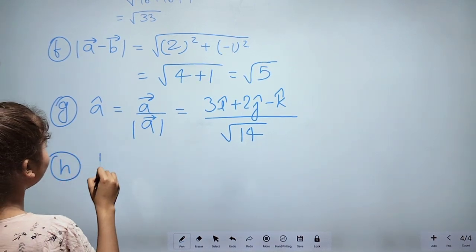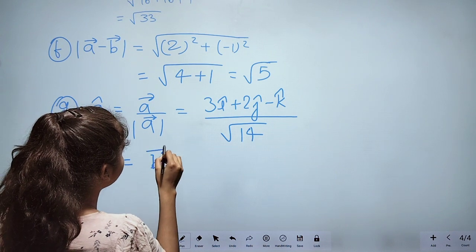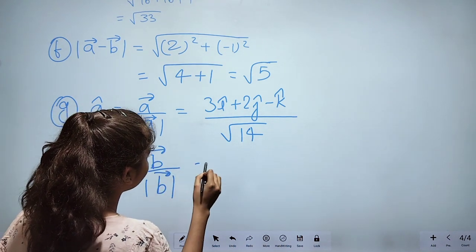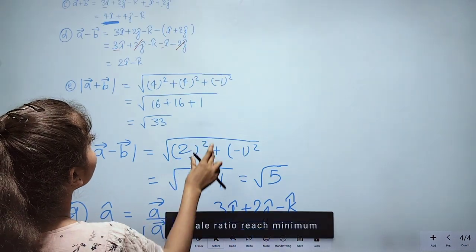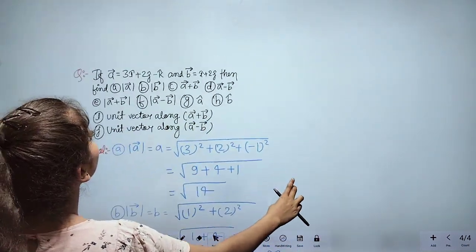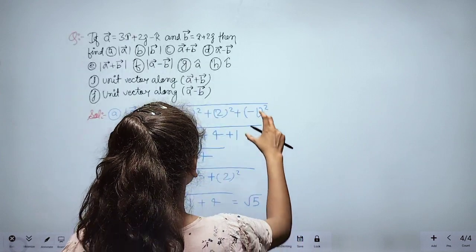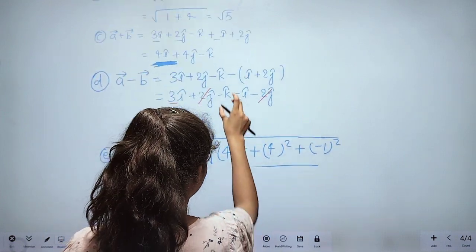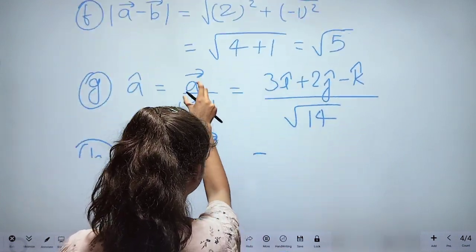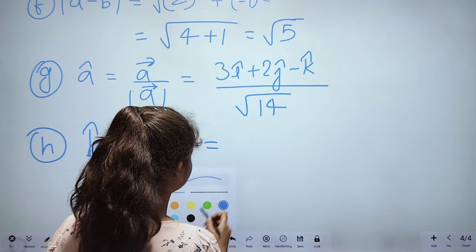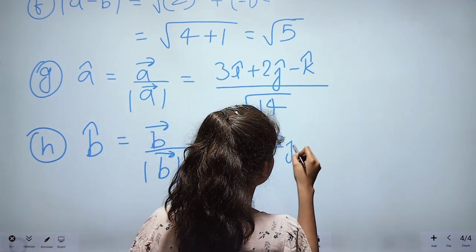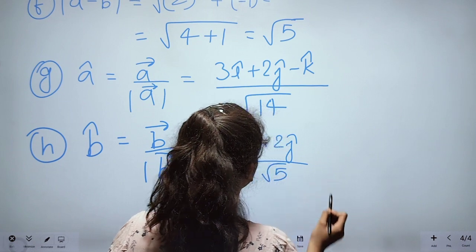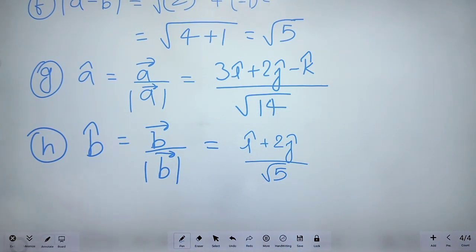And in H we have to find B cap. So B cap is equal to B vector by magnitude of B vector, and what is B vector? Let's see. B vector is i cap plus 2j cap, and magnitude of B vector is root 5. So i cap plus 2j cap by root 5. Okay, so this is our answer, the unit vector along B vector.